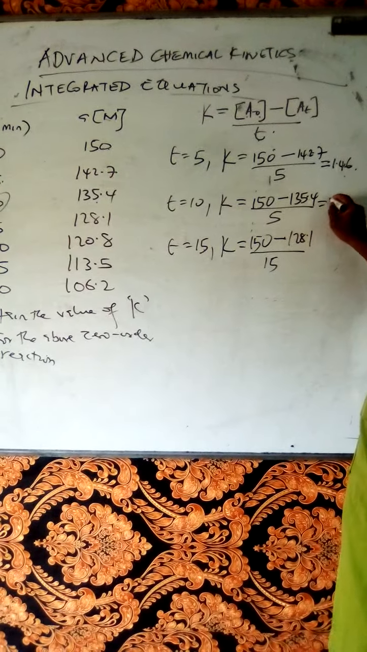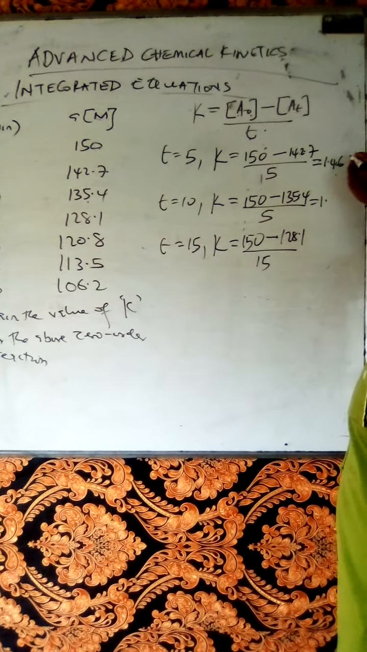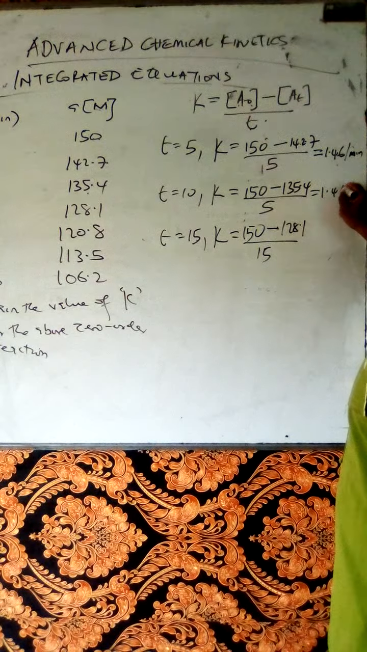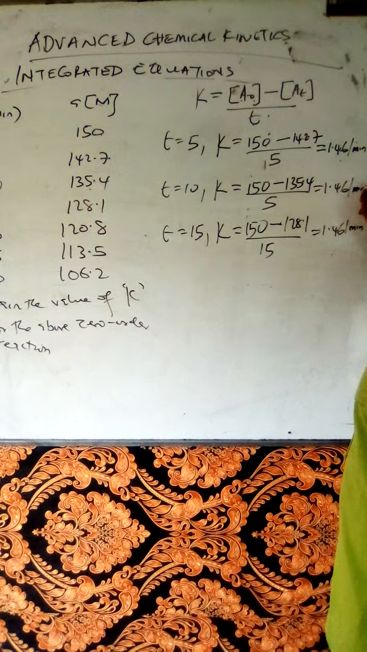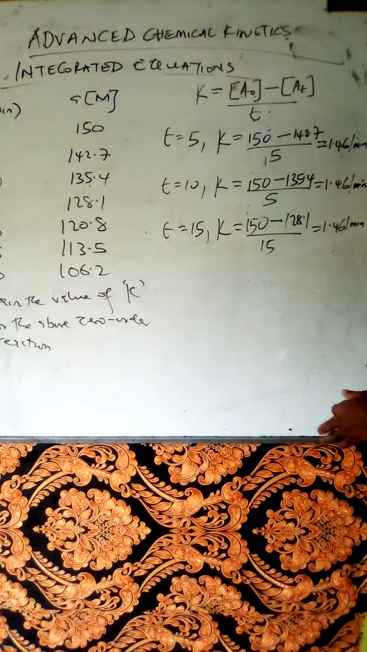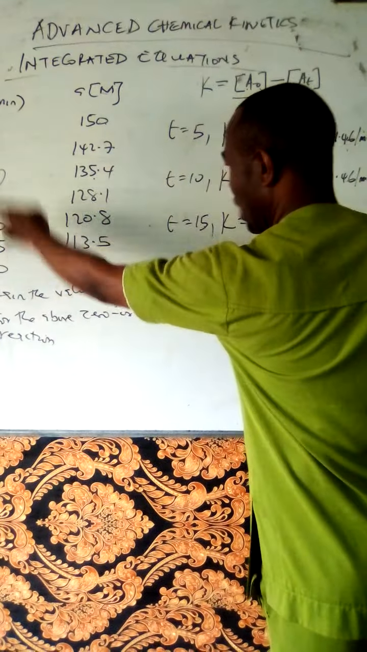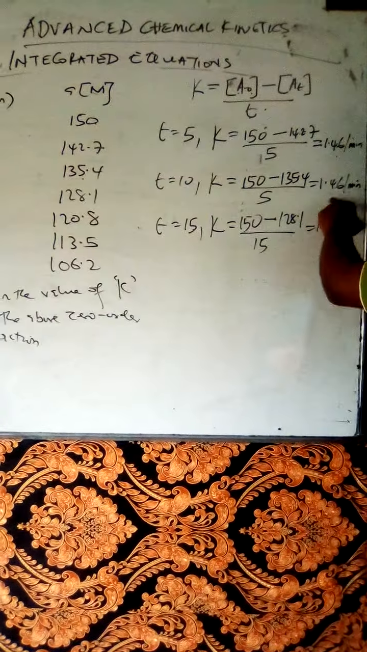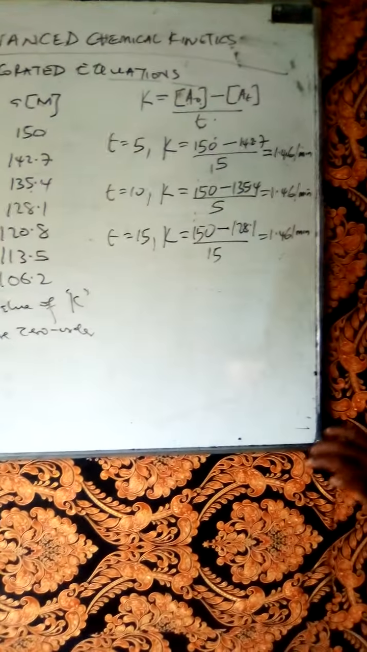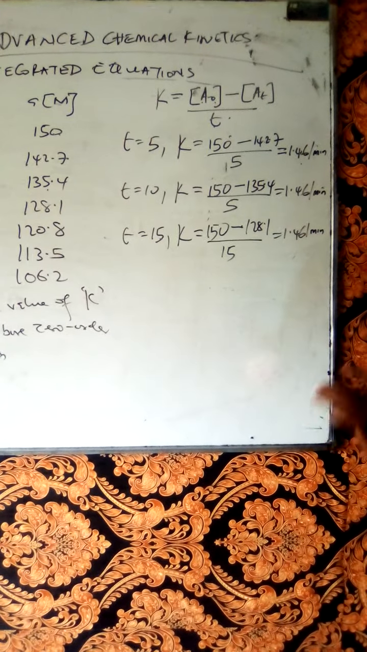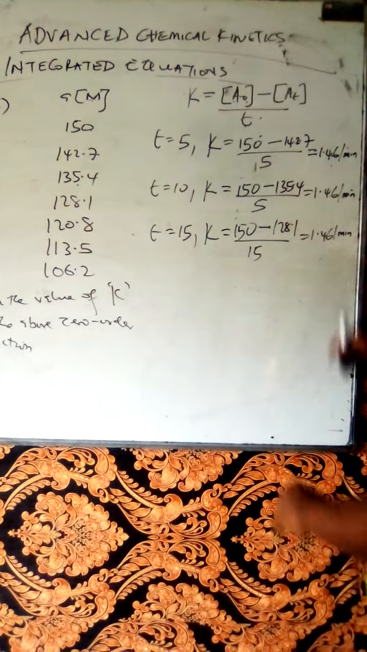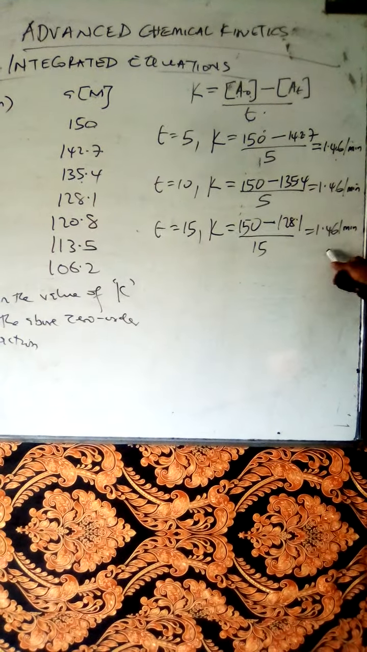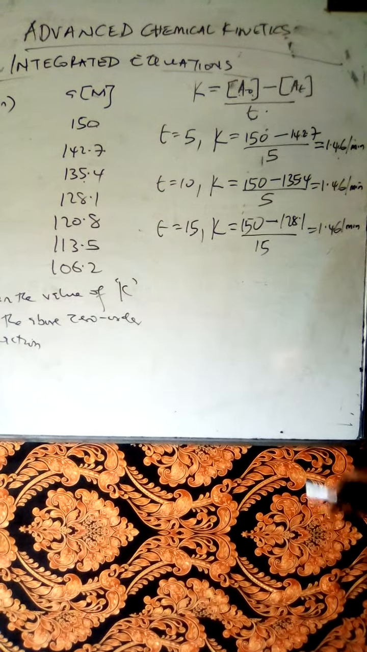So when we solve it, we'll be getting 1.46 per minute in each case. If you continue to do the fourth one, fifth one, and sixth one, you will see the same value, 1.46, by substituting their appropriate values. That means the data is in agreement with the zero order equation, giving us the same value for the rate constant. It is a zero order reaction because of the consistency of the values we have obtained.